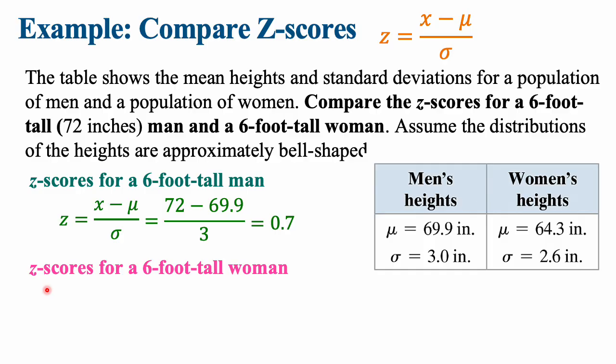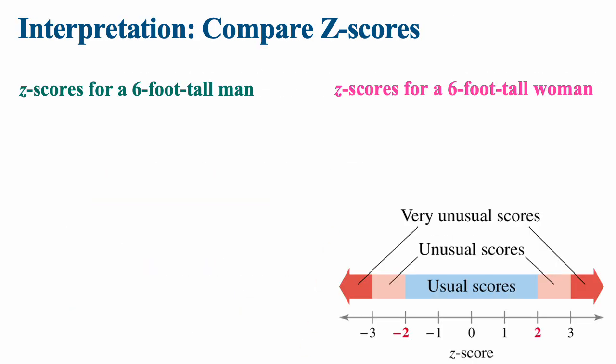But for the woman, let's find the z-score for the 6 foot tall woman. Z is x minus mean over sigma. X is 72, the mean of women's height is 64.3, and the standard deviation is 2.6. That's going to be 3.0. What does this z-score tell us? The z-score for the 6 foot tall man is 0.7. The z-score for the 6 foot tall woman is 3.